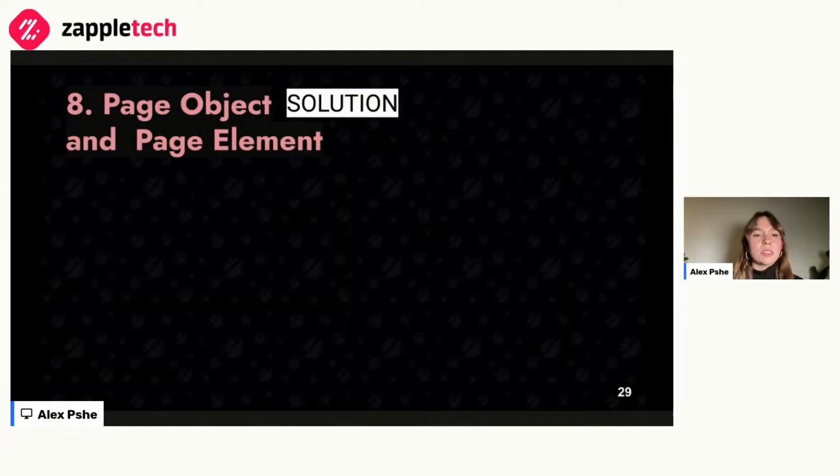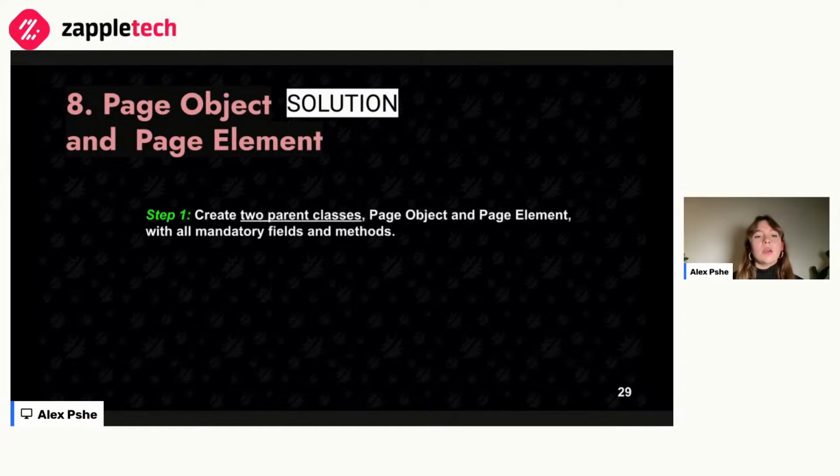So what solution can we apply here? First of all, create two parent classes: main page object class and main page element class, with all mandatory fields and methods which will be applied for all children. For example, in page element, it will be this web element. In page object, normally we require to implement an open method to open the page. Also maybe some waitings which are applicable for all pages, some common methods.